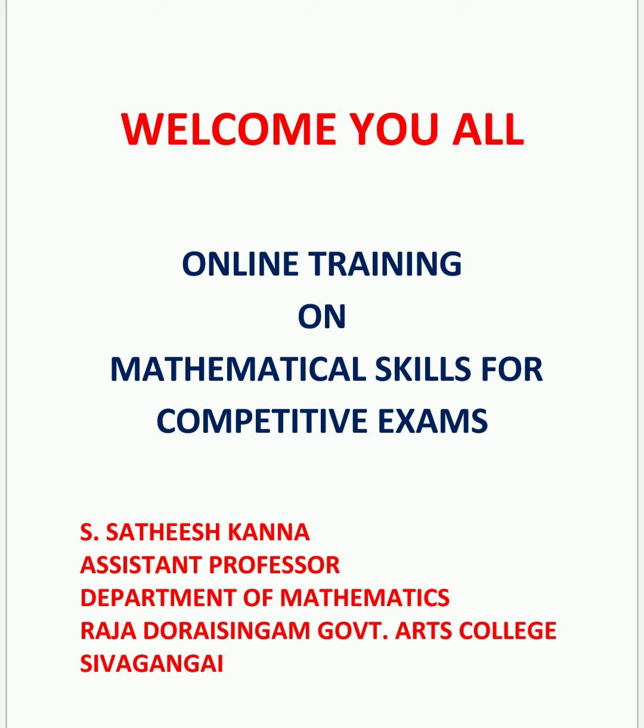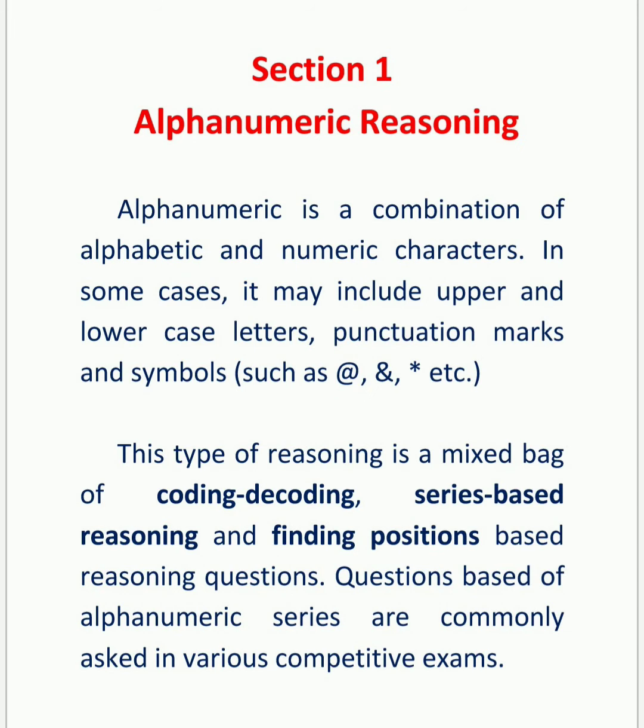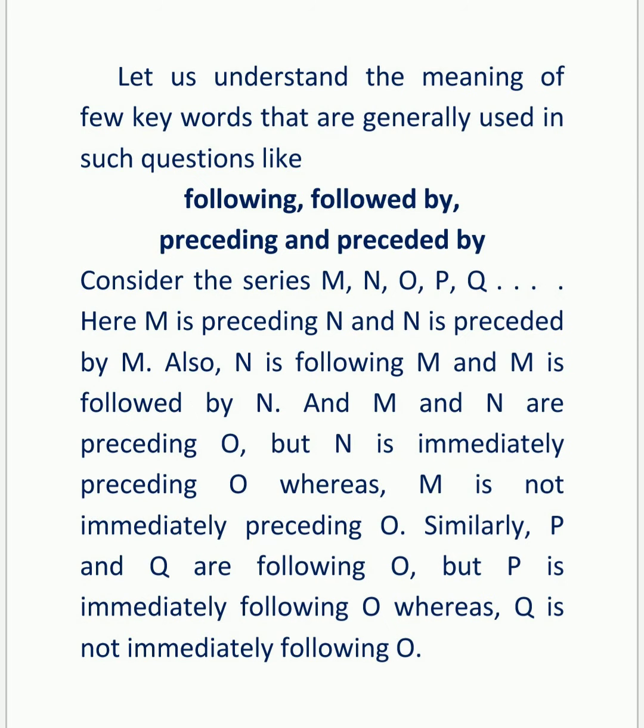First, we are going to see some ideas of alphanumeric reasoning. Section 1: alphanumeric reasoning. Alphanumeric is a combination of alphabetic and numeric characters. It may include capital letters, small letters, punctuation marks, and symbols. Frequently asked questions from this topic are finding positions and coding-decoding. We will see some problems in each idea. Let us go to the problem.